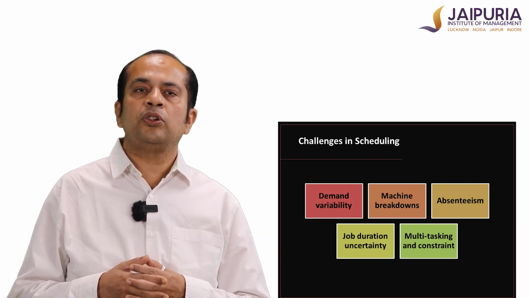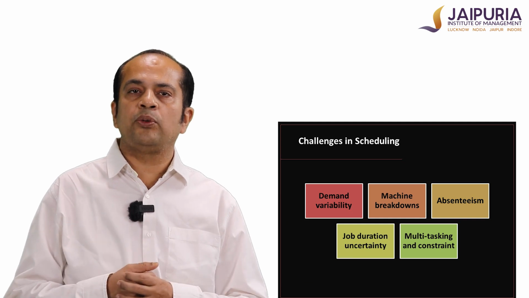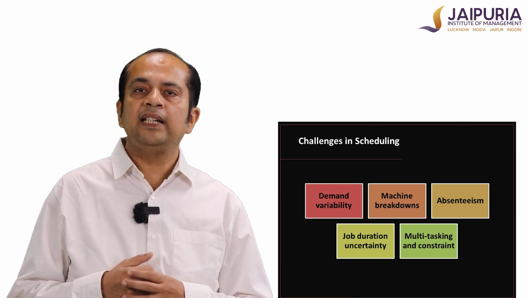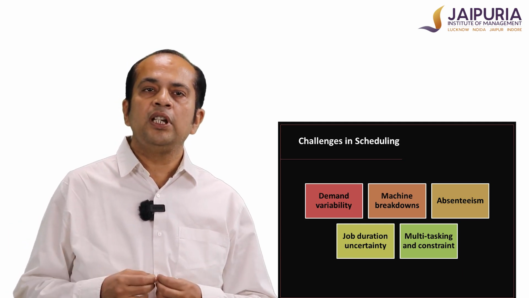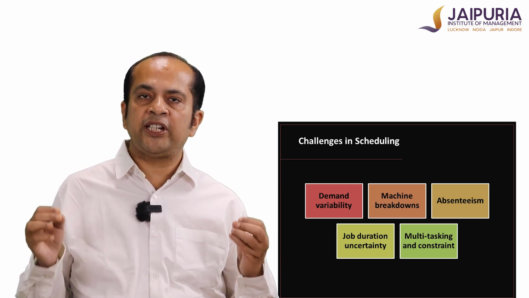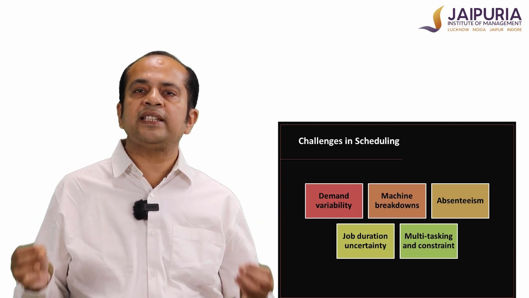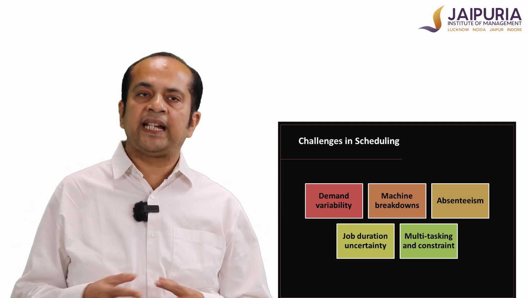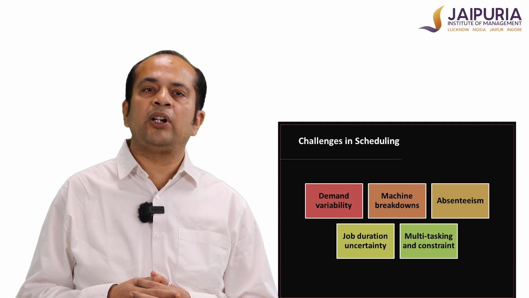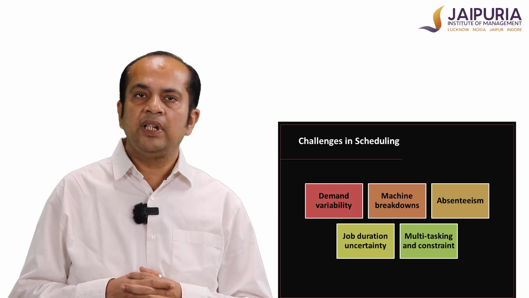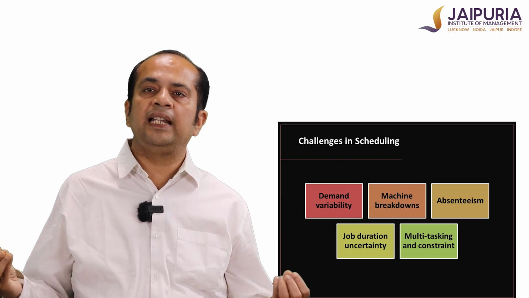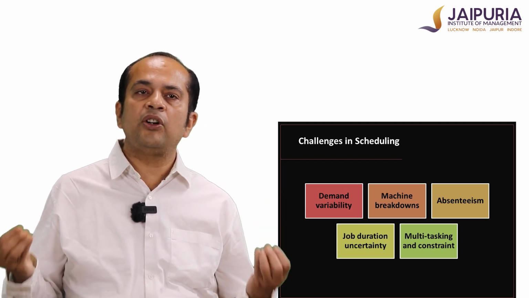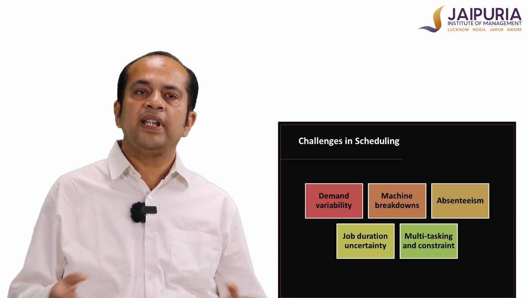Machine breakdowns can also occur due to unexpected equipment failure, and they could delay scheduled jobs and disrupt the workflow. To reduce the impact of machine breakdowns, organizations adopt preventive and predictive maintenance. Scheduling often involves buffer time or alternate routing to handle emergencies without disrupting the overall flow.